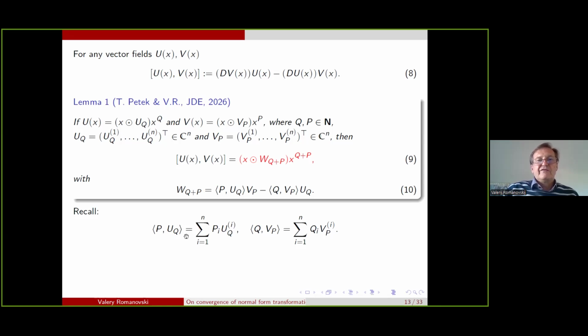So here we have p and q, vectors of integers. This is a given vector. You just compute the inner product, and here you compute another inner product. You get a number, multiply this number by v_p, multiply the other number by u_q, and subtract. And you have the Lie bracket of two such vector fields.